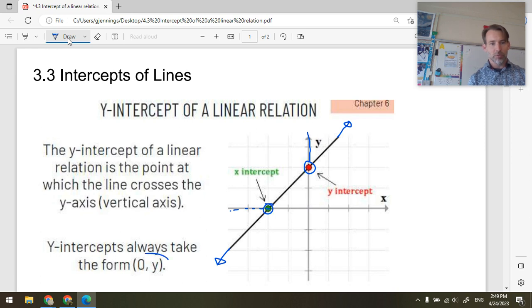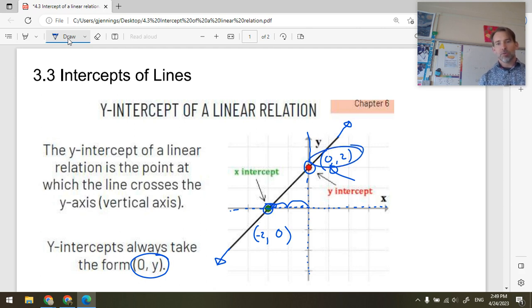The y-intercepts are always written in the form 0, y. So this one here, if we read this as the point (0, 2), that would be the y-intercept. 0 is always the x value for a y-intercept because all along the y-axis, the value of x is 0, and all along the x-axis, the value of y is 0. So this x-intercept has a y value of 0, and its x value would be -2. That's the point (-2, 0). So when you see these types of points that have a 0 in them, those are intercepts.